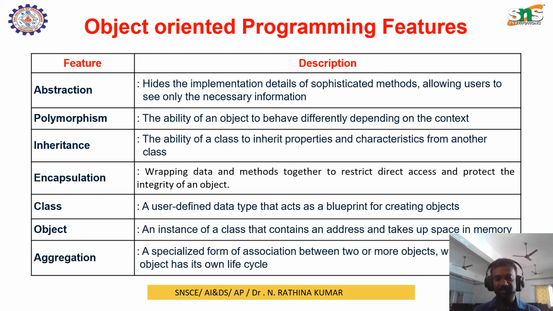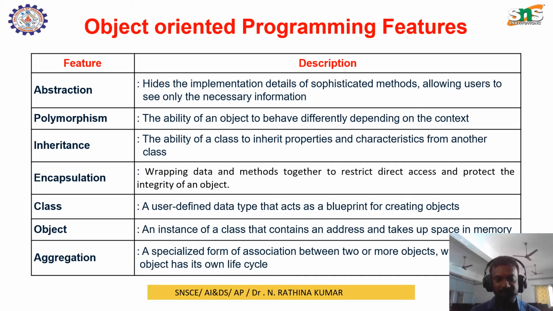This is the basic concept of object-oriented programming. These six concepts are very important. So let us start with abstraction. It is very simple: it hides the implementation details of sophisticated methods, allowing users to see only the necessary information. We'll see a simple example. In an ATM, we insert the card, then we give the password, that is the ATM PIN and other details, but we cannot see some other things. We show only the necessary details and hide many details behind that. That is called abstraction.